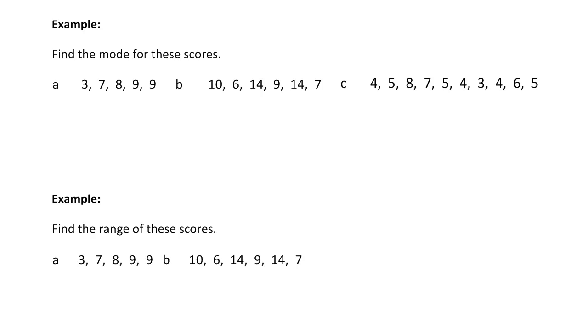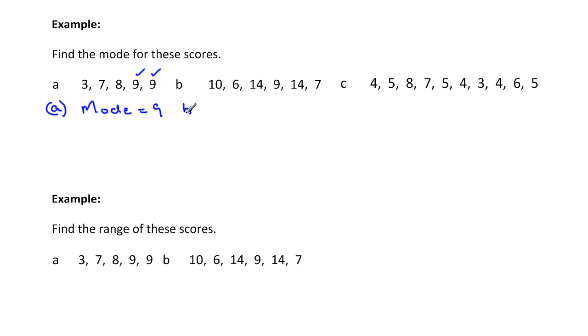In this one, they're asking us to find the mode of the scores. Now you'll remember that the mode was the one that occurred the most often. So for this one here, for this particular score, you'll notice that 9 occurs twice, while the other ones occur only once. So in this case, the mode is equal to 9. That's the one that occurs most often.